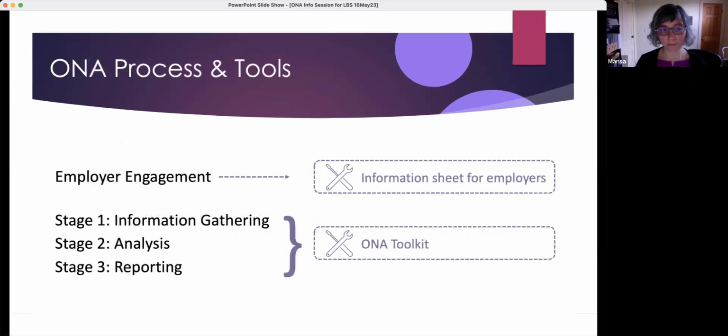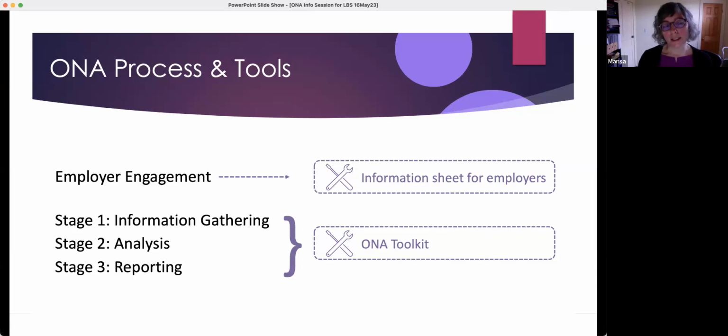Now, the ONA process and tools. The way we think of the ONA process is that it has three stages. There's the information gathering stage, the analysis stage, and the reporting stage. Those are the stages of the ONA itself. But of course, you can't conduct an ONA unless you have an employer, which is why before those three stages, we identified that employer engagement is a necessary step before you can start an ONA. That's broadly speaking the process for an ONA.